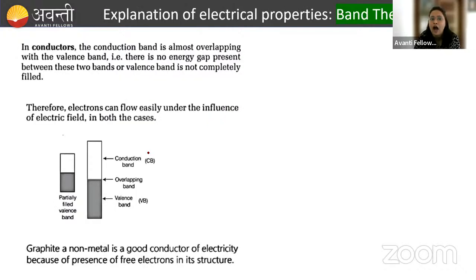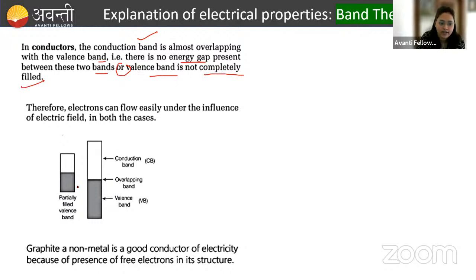Next, how can you explain the electrical properties for conductors, insulators, and semiconductors? So what is the band theory here? Band theory means what? In conductors, the conduction band and the valence band are very, very close together. There is no gap between these two bands. Okay, and here there is no energy gap present between these two bands, or the valence band is not completely filled.